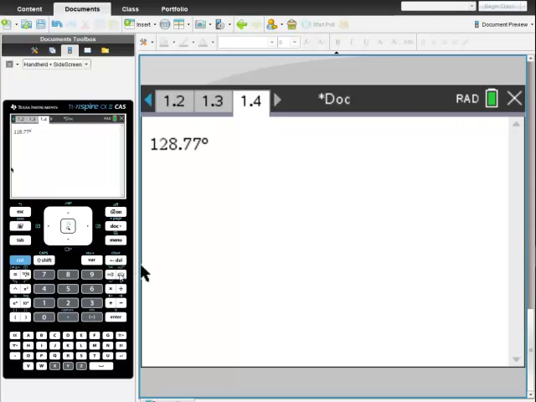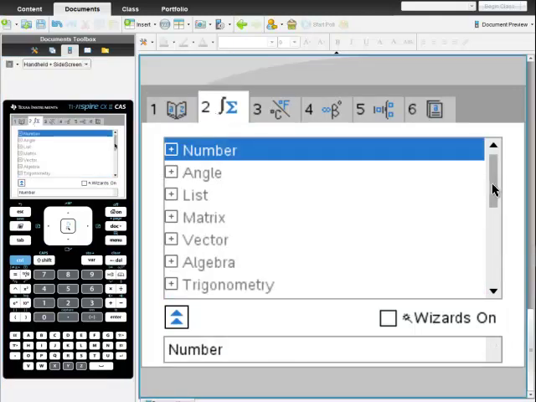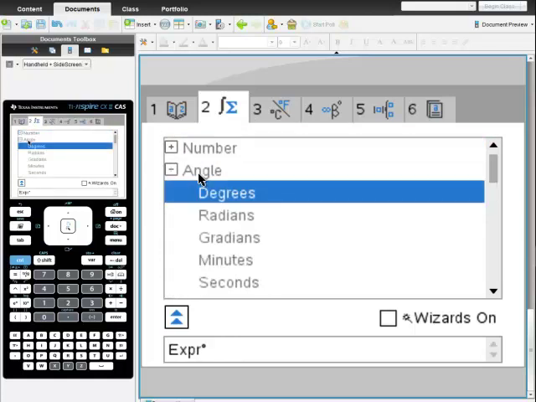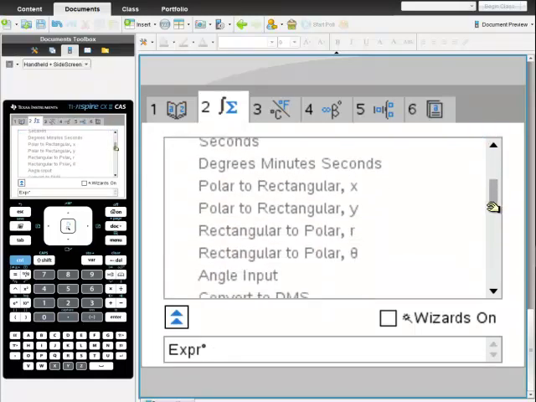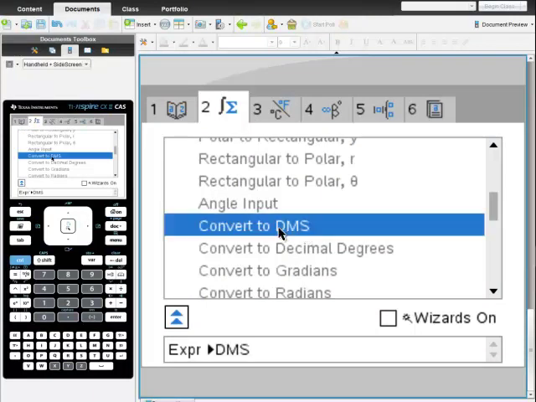I'm going to go over to the catalog, press the catalog button. If you go over to number 2, and to get to number 2, just press the number 2 on your calculator, and it will take you right here. And then I'm just going to go down towards angle. When I hit the angle key, it gives me another submenu. I'm going to that submenu, and I am going to ask it to convert to degrees, minutes, seconds.